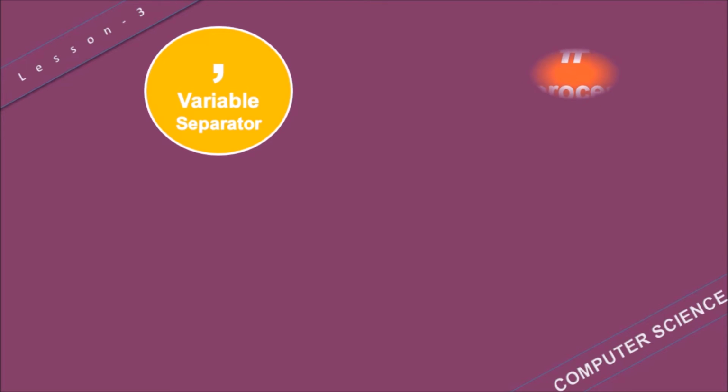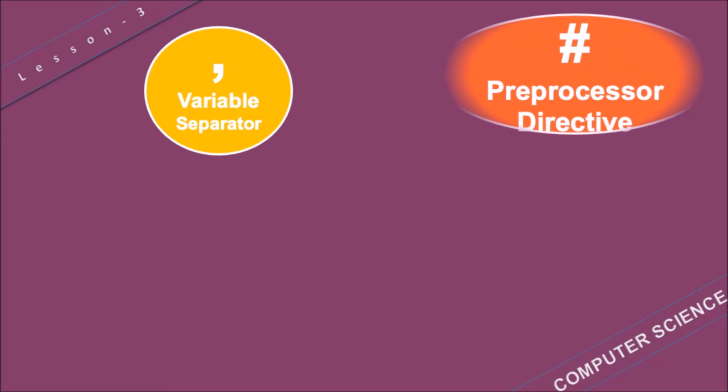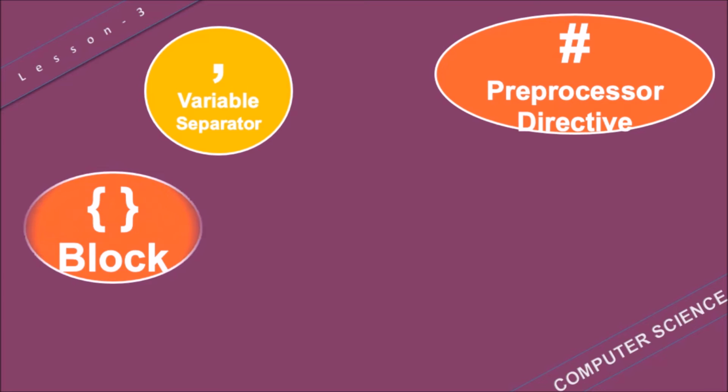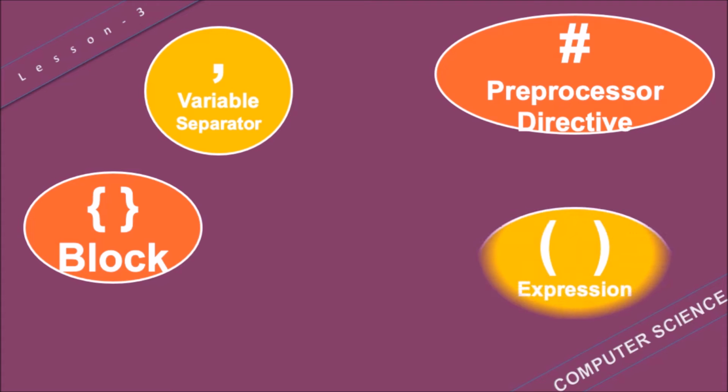Similarly, when writing header files, that is in the first line of our program, we use hash include. So hash is a preprocessor directive, it's a delimiter. In order to group different statements together, we use curly braces, that is in order to create a block of statements. To write mathematical expressions, we use round braces.